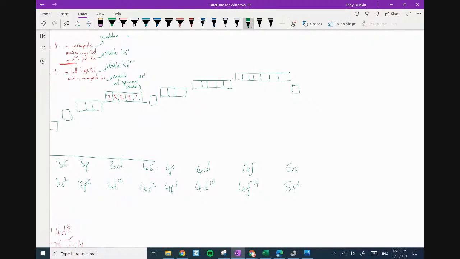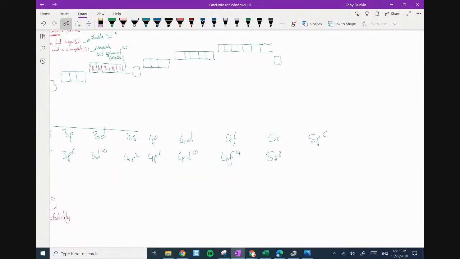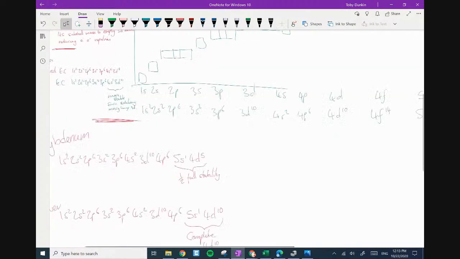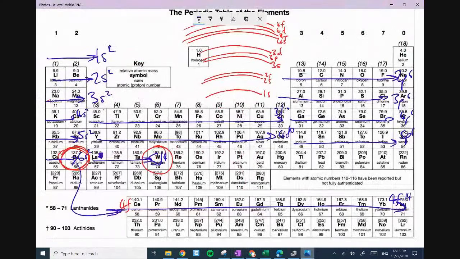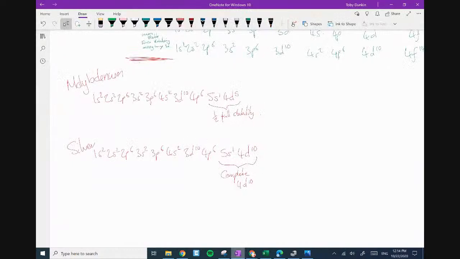4f14, and then back to the 6. Hang on, is that right? I'm on the 5p6. I've gone and got myself lost just because I'm not on the time. I don't usually do this. Where have I got up to? 5p6. We should be down at the 6s. Oh, I've made a mistake, haven't I? I haven't gone far enough.